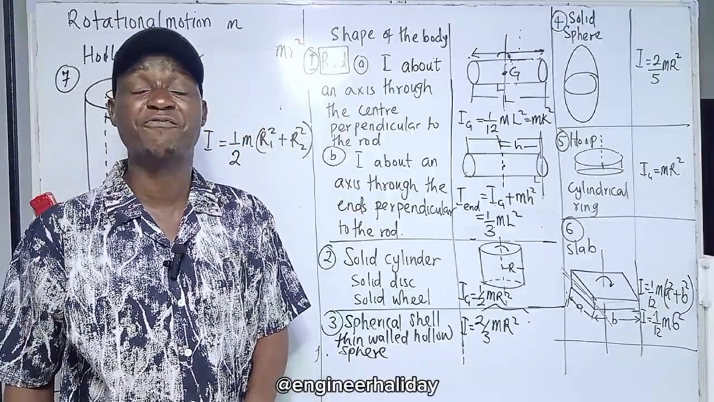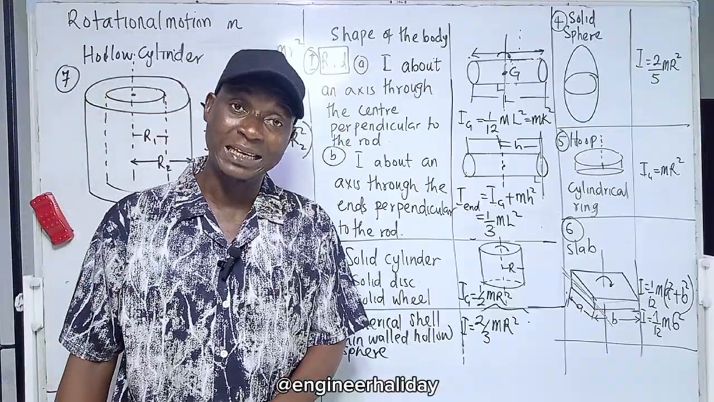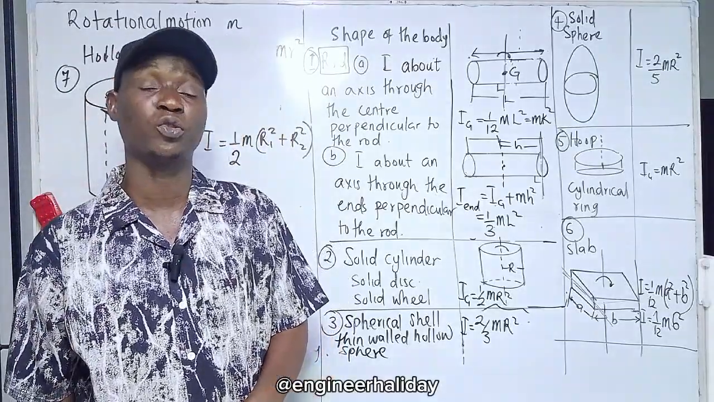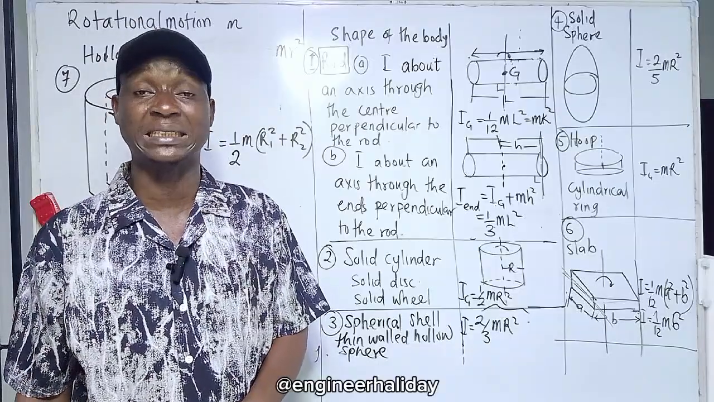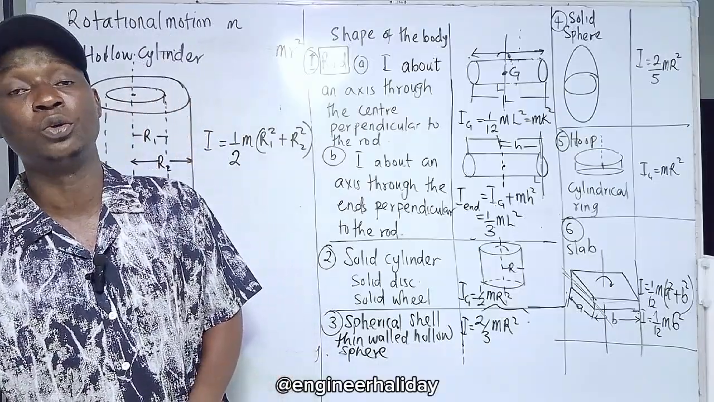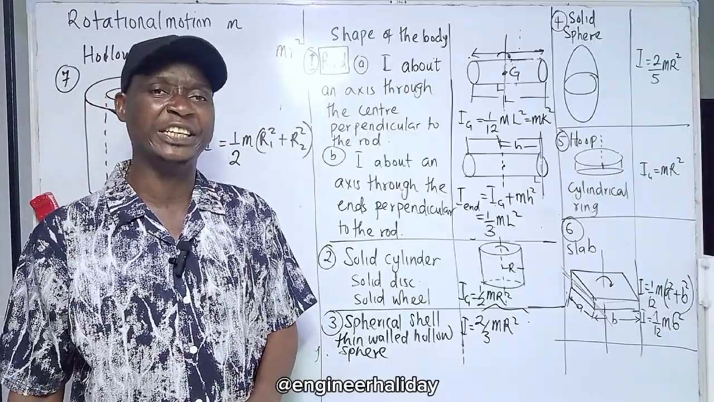We have also talked about the factors that affect moment of inertia, which are the perpendicular axis of rotation. We have also talked about the shape of the body, which is very paramount and important. We have also talked about the mass distribution, or the distribution of mass within the body.